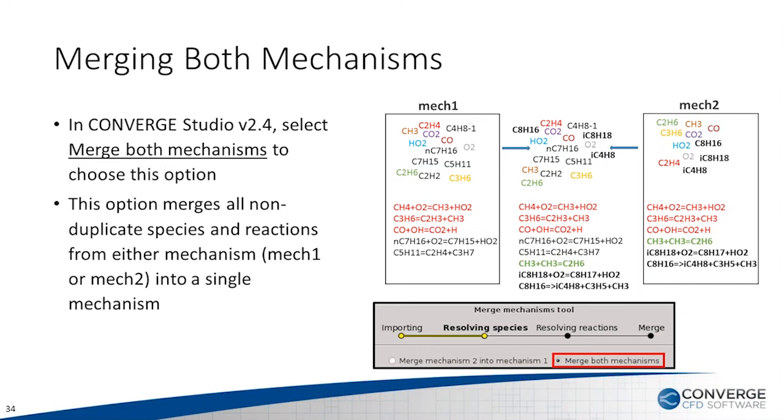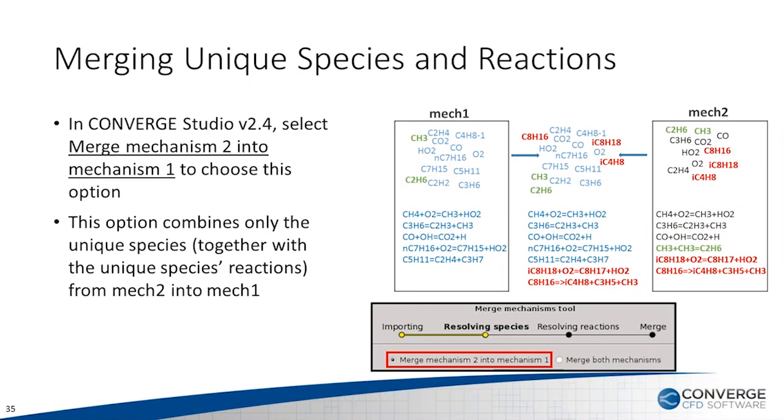It has all the species from Mech 1 and Mech 2, has all the duplicate reactions from Mech 1 and Mech 2, and also has all the unique reactions from Mech 2, to form the final mechanism.